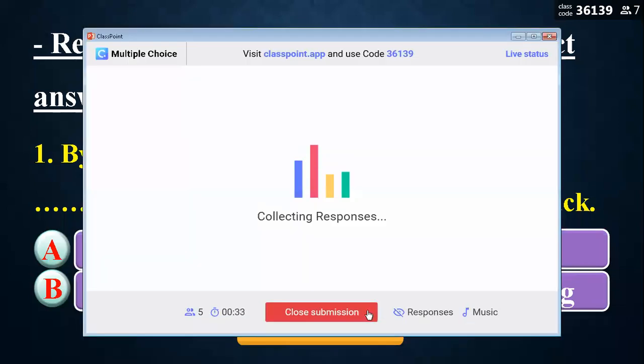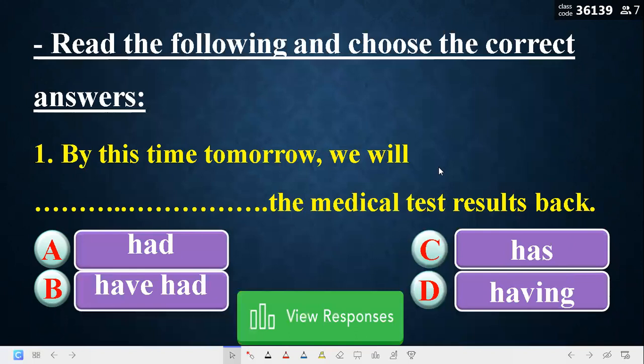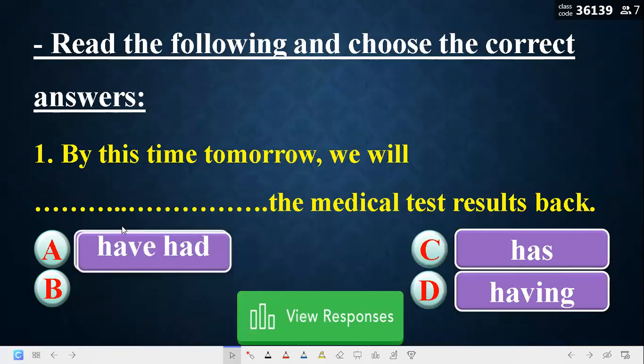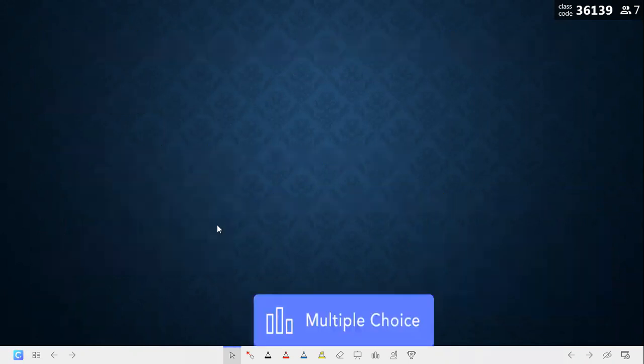طيب كده نقفل السؤال الأول ونشوف الناس جاوبت إزاي. طيب نشوف الإجابة الصحيحة. Excellent. The right answer is letter B. Excellent, my dear students. Here we use the future perfect because we start with by this time tomorrow. طبعا الكلام ده احنا قلناه. ممتاز. طيب now let's go to question number 2.